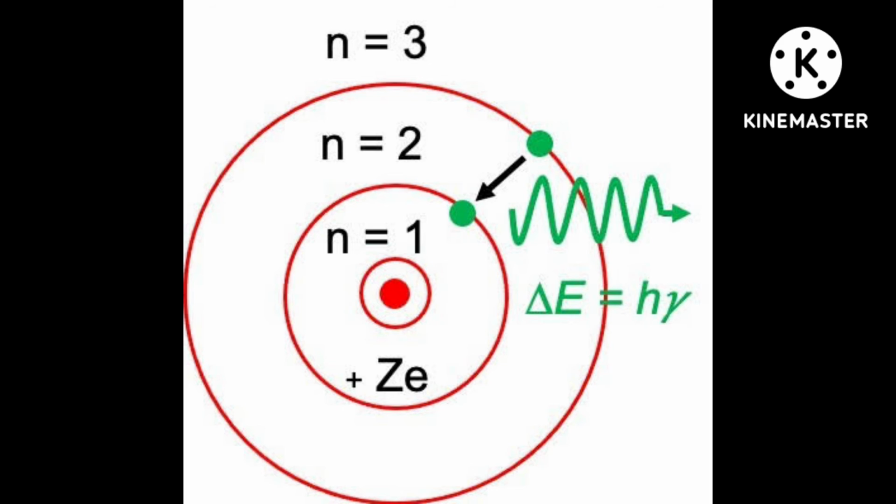When the electron is attracted by the nucleus and is present in orbit n, the energy is emitted and its energy is lowered. Very important things. Again, I am telling you, when the electron is near the nucleus, what will happen? The energy is emitted when the electron is attracted by the nucleus and is present in orbit n. The energy is emitted and its energy is lowered.